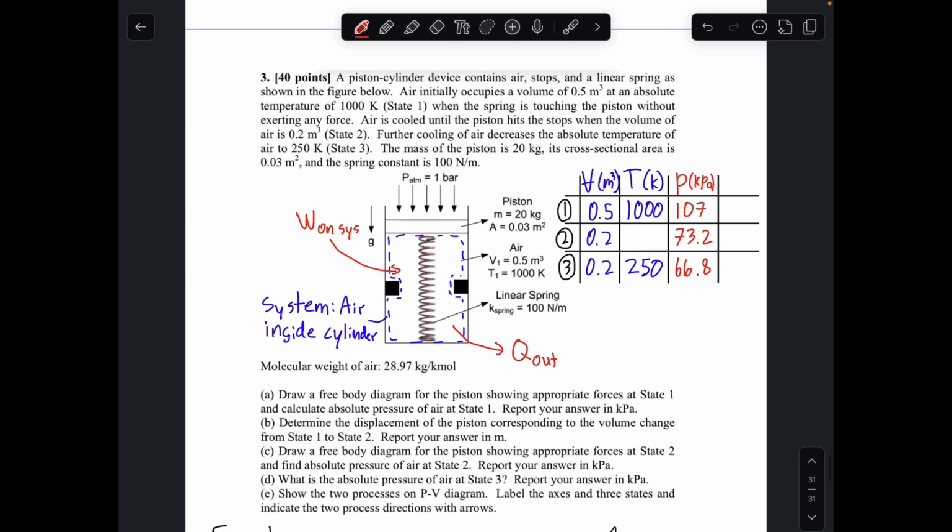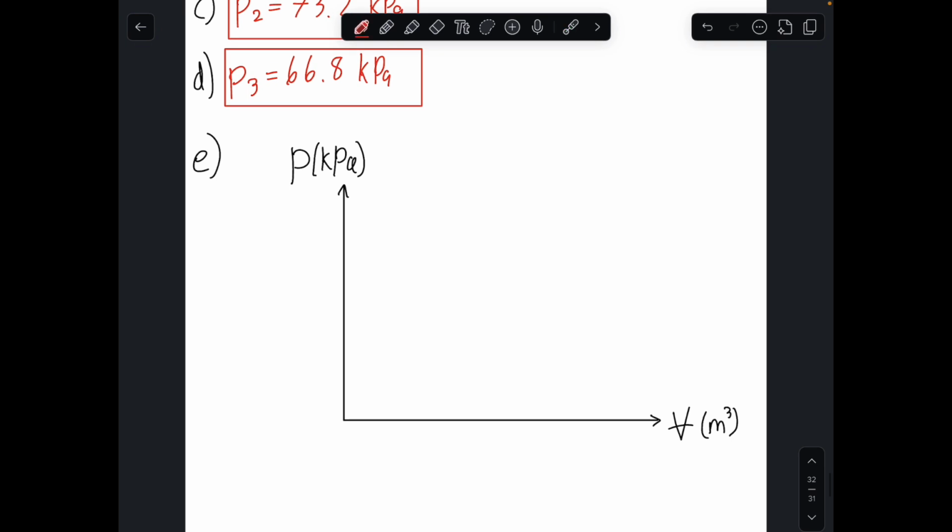So remember, P1 we can get from our chart here is 107 kilopascals, and V1 is 0.5 cubic meters. So we're at the highest volume and the highest pressure on our chart. And so we'll draw that point somewhere up and to the right so that we're at the highest point for both of those. We'll just draw it somewhere up here. This will be our state 1, and then we'll label the pressure at that state as 107 kilopascals, and then the total volume is 0.5 cubic meters.